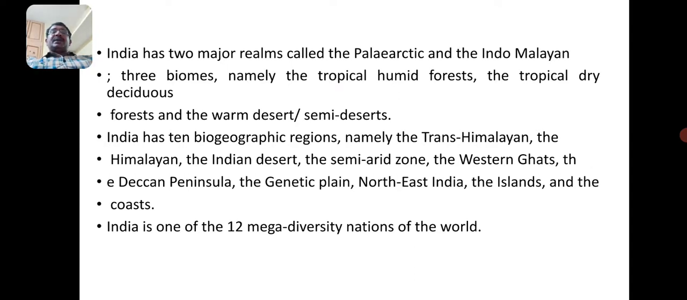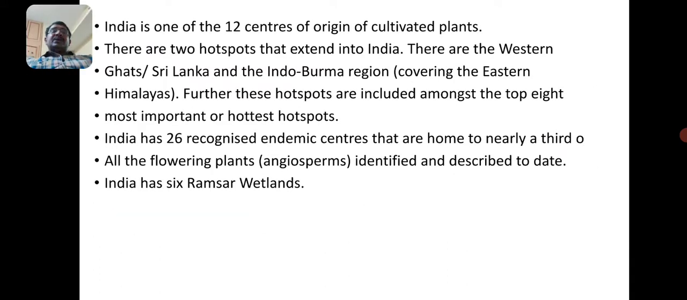India is one of the 12 mega biodiversity nations in the world, and one of the 12 centers of origin of cultivated plants. There are two hotspots that extend into India: the Western Ghats and Sri Lanka, and the Indo-Burma region, which covers the eastern Himalaya. Further, these hotspots are included among the top 8 most important hotspots in India.